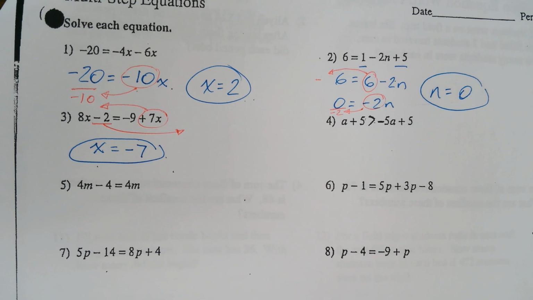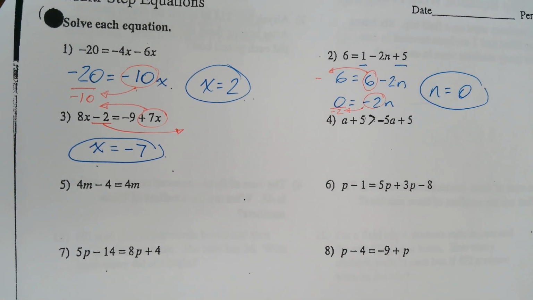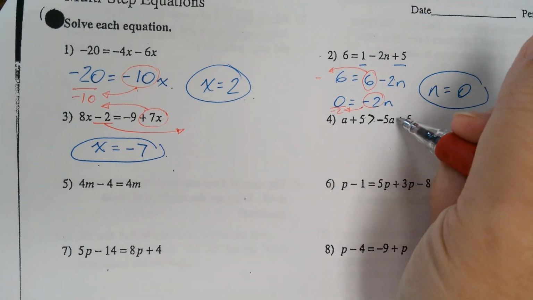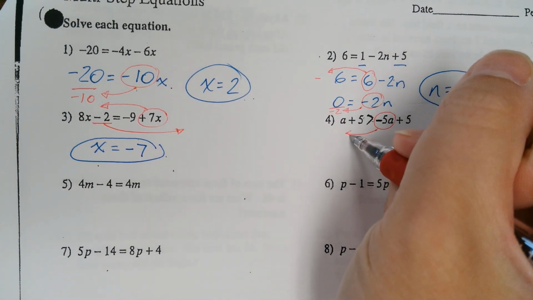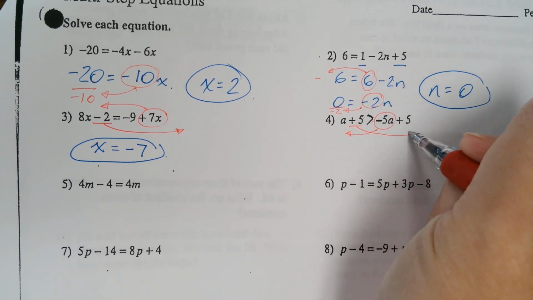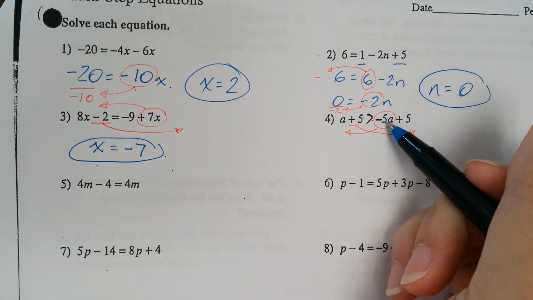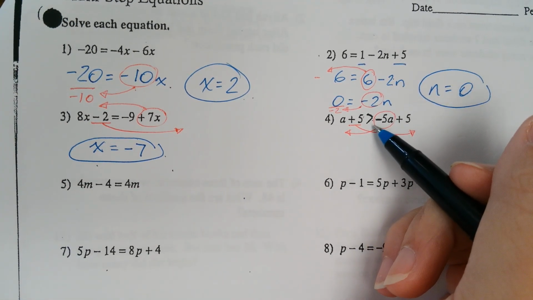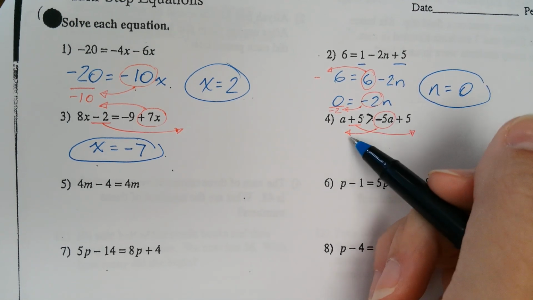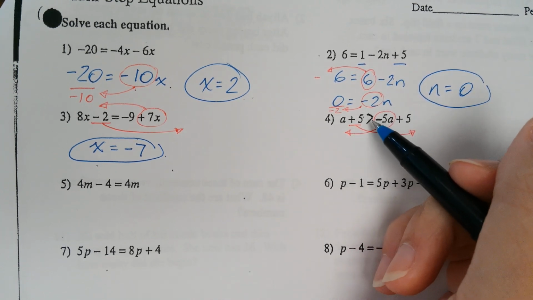Okay, number 4, inequalities. All right. So again, I just like moving the variables to the left. I'm going to move this to the left, move this to the right. When I move this over, do I need to change the direction? No, because I'm just adding and subtracting. I don't change the sign.